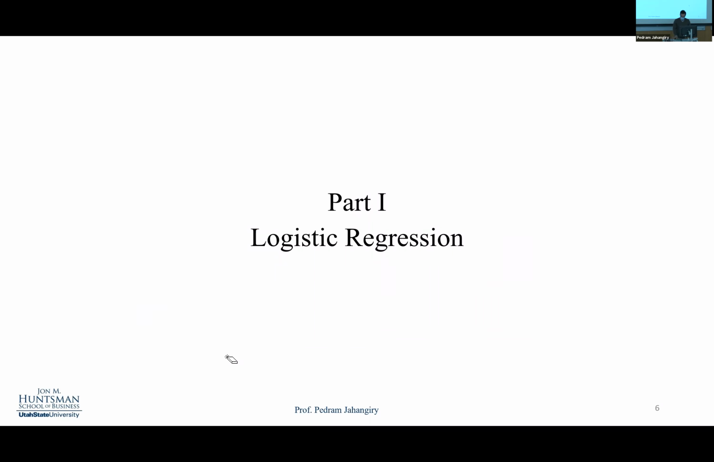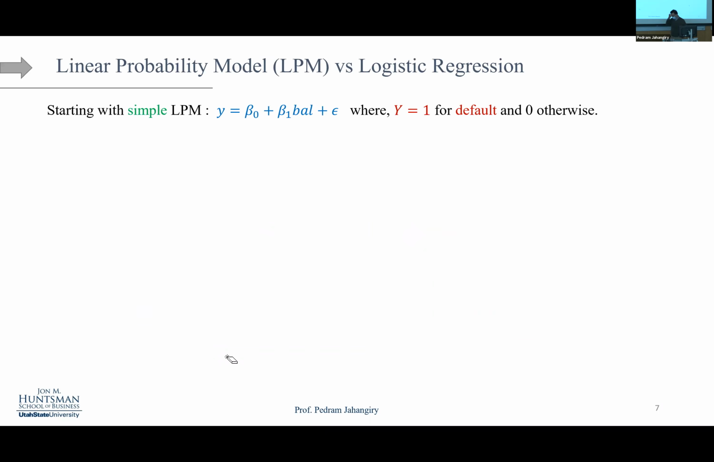Now let's talk about logistic regression itself. As I said earlier, we're going to start with the simplest example that we can think of. In the previous example, the credit card default, I want you to focus on only one variable, balance, versus y. The y can be either 1 or 0. If it is 1, default, 0, not default, right?